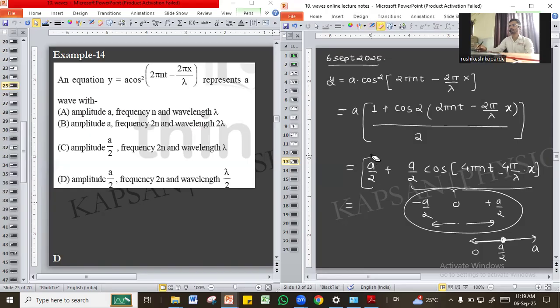So what is the amplitude? This a/2 is the amplitude and this a/2 is the mean position.